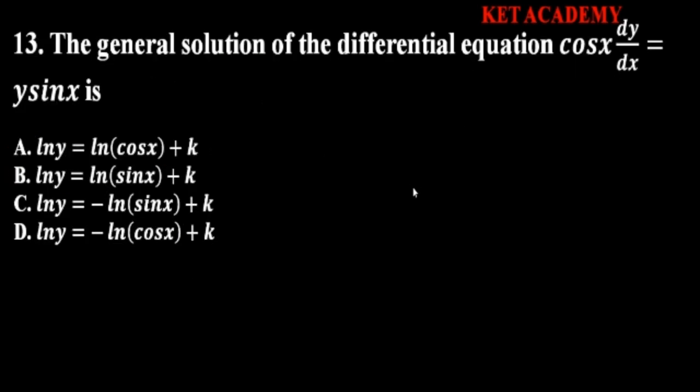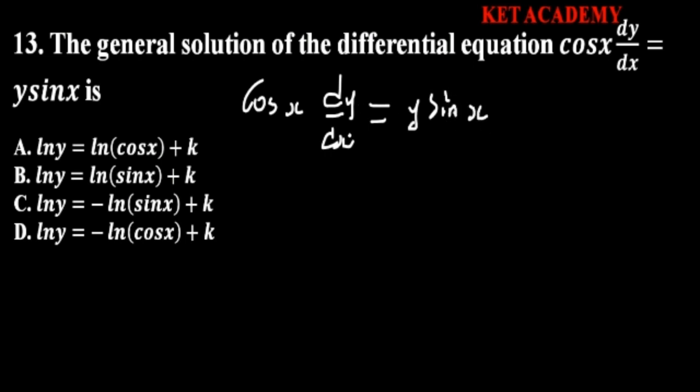Now let's move on to the next question. The general solution of the differential equation cos x dy/dx equals y sin x. In this case, we are going to separate our variables, since it's a differential equation and we want a general solution. So we have cos x dy over dx equals y sin x. We want to separate our variables.